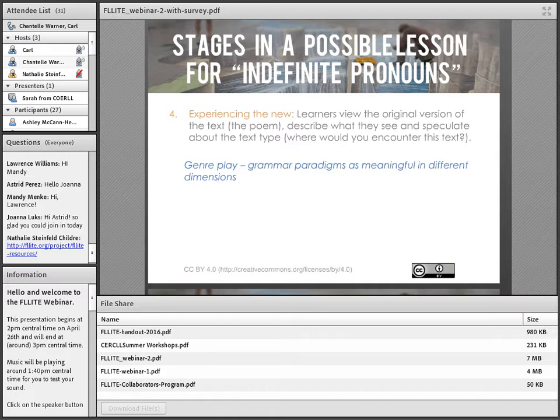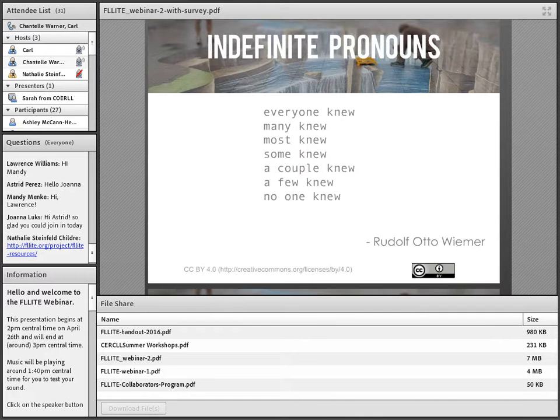And we can use similar sorts of questions to those we asked about the grammar paradigm in order to draw students' attention to what is different here and what remains the same from the first text they experienced, that grammar table. We might ask again, what kind of text is this? Where might you expect to find it? And what are the differences between the two versions? And this might lead them to recognize and think about some of that kind of play that we had talked about earlier.